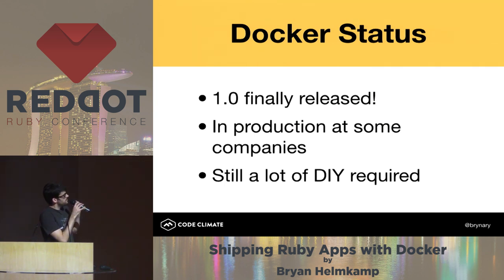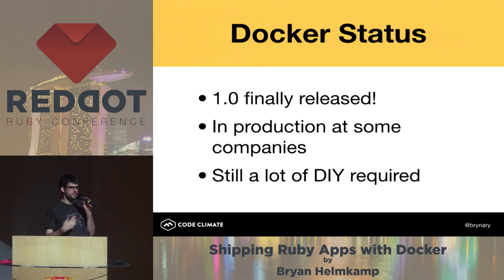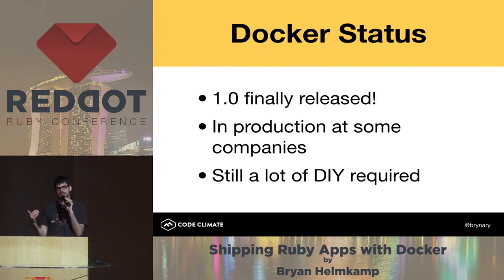Okay, so what's the status of Docker? They released 1.0 finally a couple weeks ago. It's in production at a good handful of companies. It's pretty stable at this point. If you want to deploy, let's say, a Rails application on top of Docker, there are still some sticky bits. It's not necessarily that Docker has rough edges so much as Docker has a limited scope. And what you'll find is when you go to deploy things on Docker, there are other problems that are not within Docker proper's scope that you're faced with.